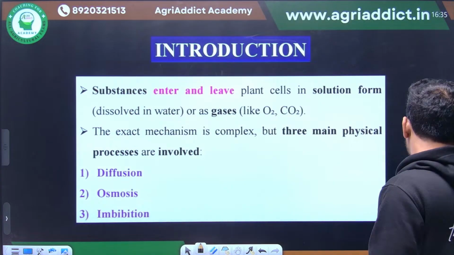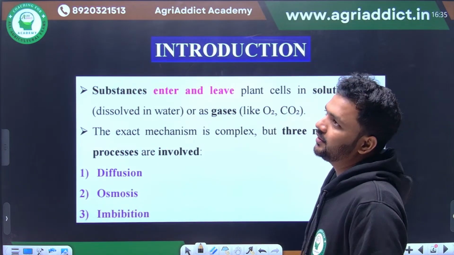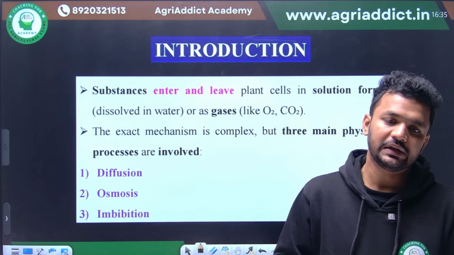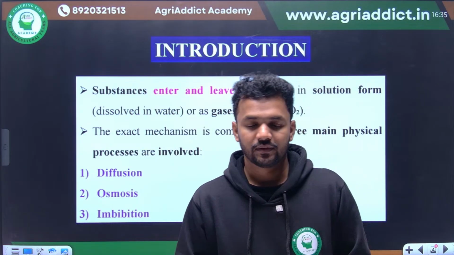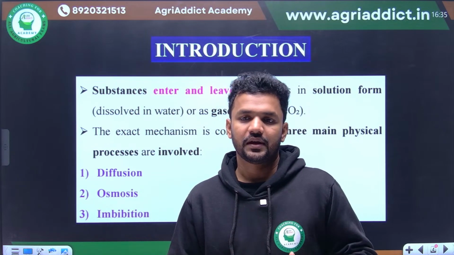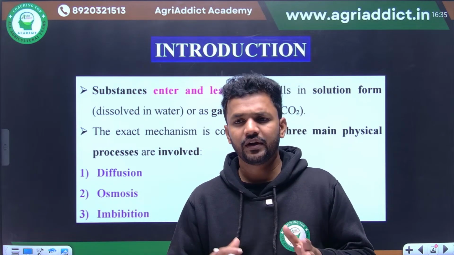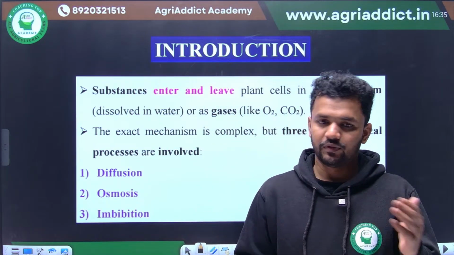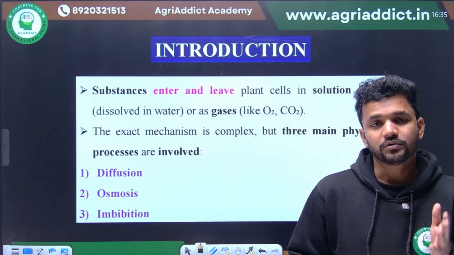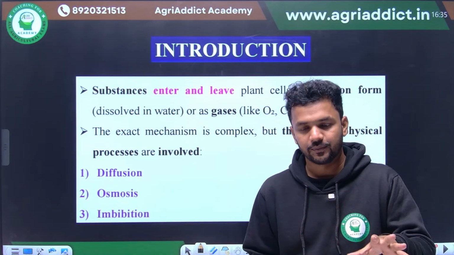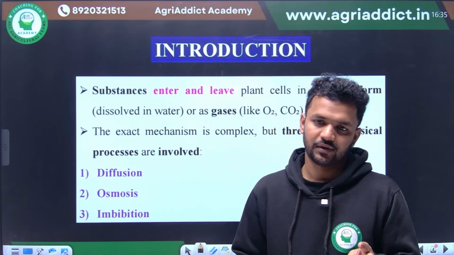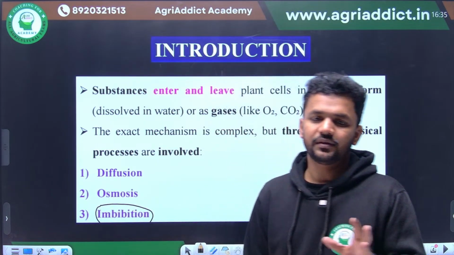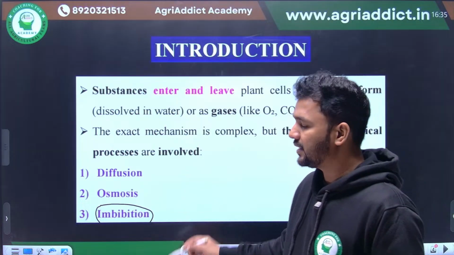Okay, so let's start. Today's topic was osmosis, diffusion and imbibition. Basically, substances get exchanged between different mediums or different systems. So how do these substances get exchanged between systems? There are basically three processes. Imbibition is actually not a process of exchange, but a process of absorption. But diffusion and osmosis are exchanges.